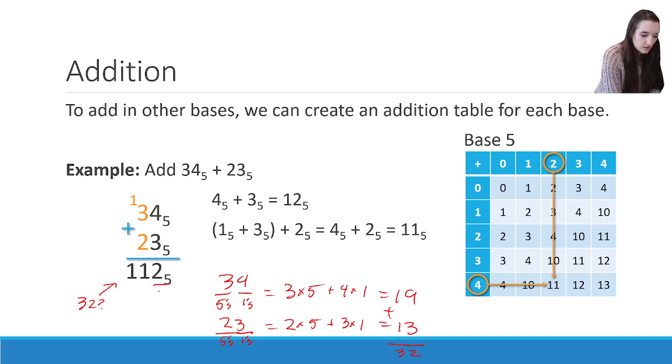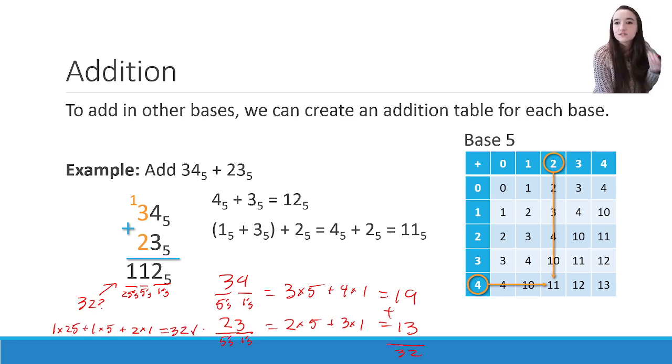So this will be the 1s, the 5s, and the 25s, because it's 5 squared, so we get 1 times 25 plus 1 times 5 plus 2 times 1. Together, 25 plus 5 is 30 plus 2 equals 32, and that checks out. So it still does work.